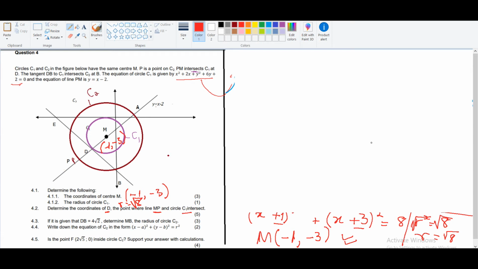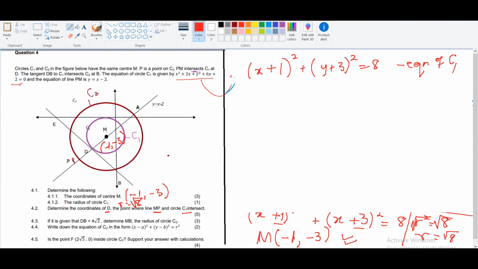So what do we do? Can we write the equation of our circle now that we have the center, we have everything there? So we can write our equation of a circle first. This circle C1, our coordinate of center is (x plus 1) squared plus (y plus 3) squared equals 8. Now this is the equation of C1, the small circle.